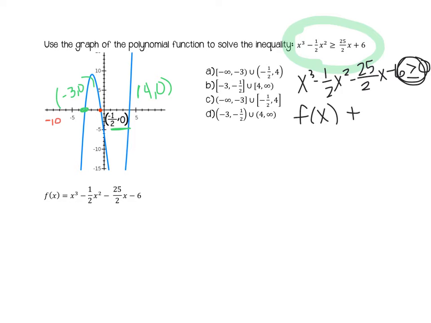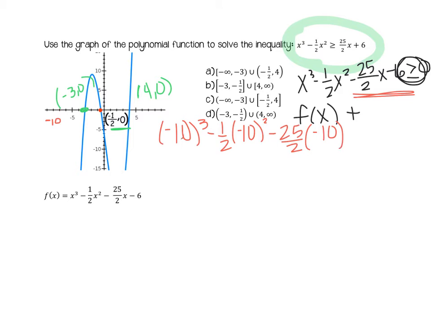Negative 10. Oops, let me erase that. Apologize, guys. Negative 10 to the third power minus 1/2 times negative 10 squared, and I'm going back to this one right here, minus 25 over 2 times negative 10 minus 6 is greater than or equal to 0. And I'm looking for a true or false statement.